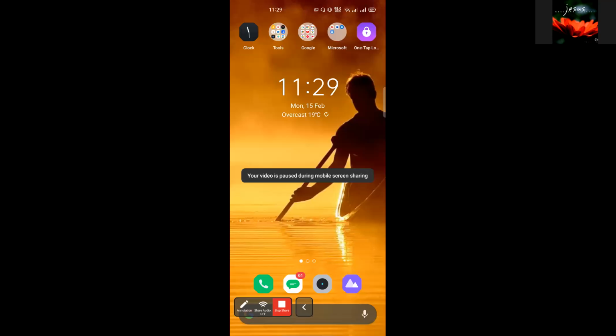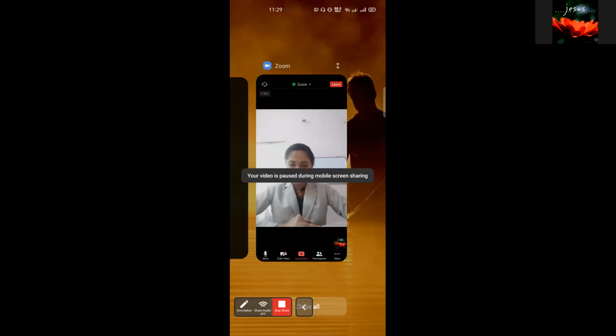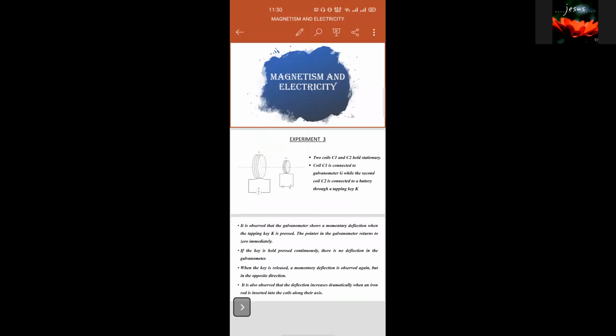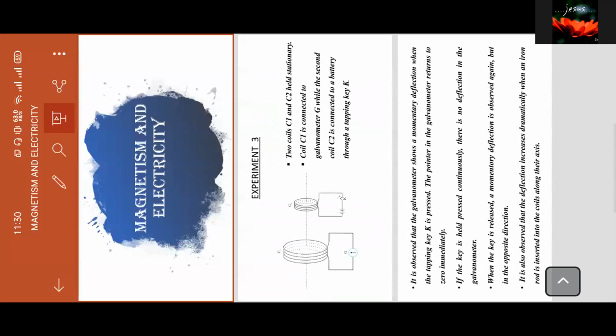Okay, now we are going to the third experiment done by Joseph Henry and Michael Faraday. Okay, now let's go to the experiment. Have you seen the presentation?